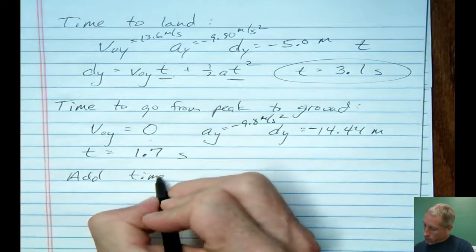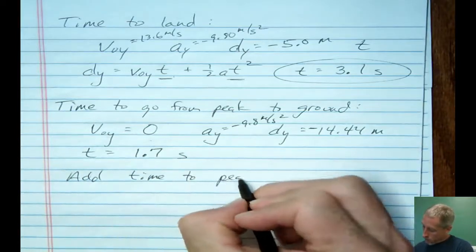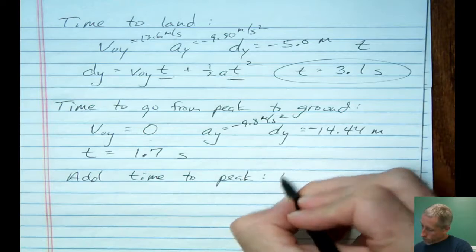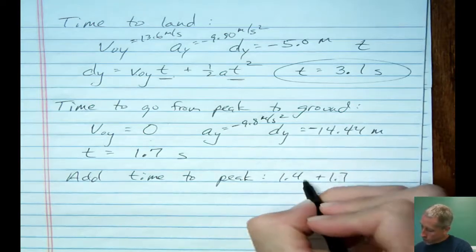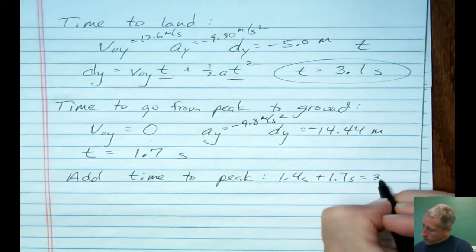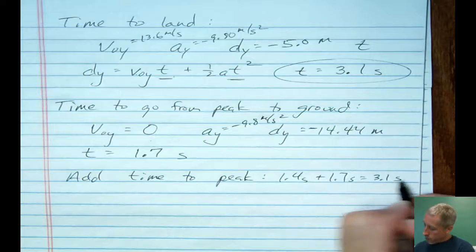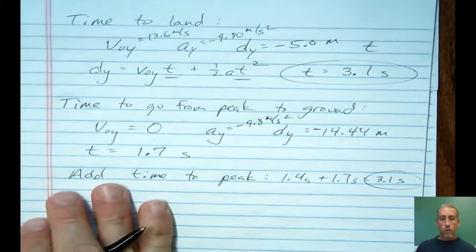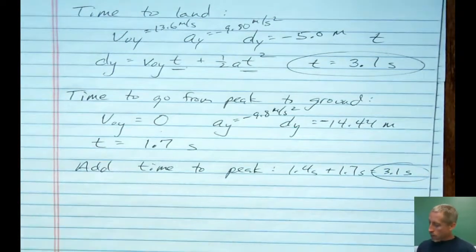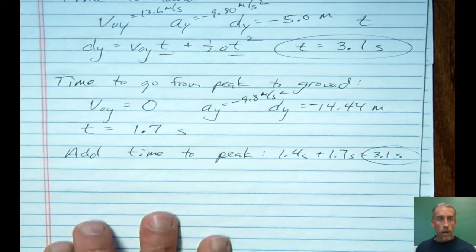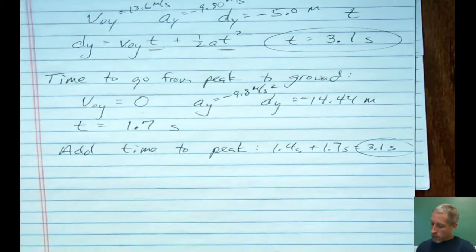Yeah, about 1.7 seconds. So when we add that to the time to get to the peak, that's 1.4 plus 1.7 seconds. There's another way to get the 3.1 seconds. So just a different strategy. And there's no one right way to do that. You can do whatever way you're comfortable.